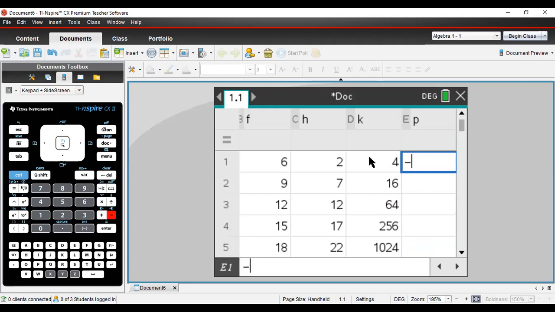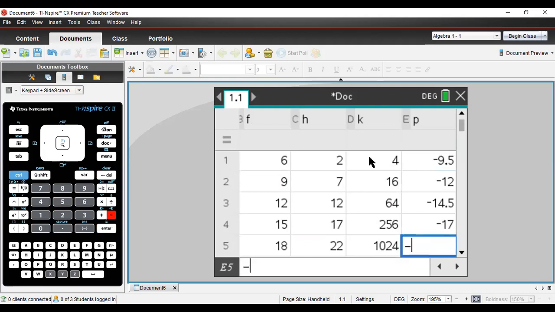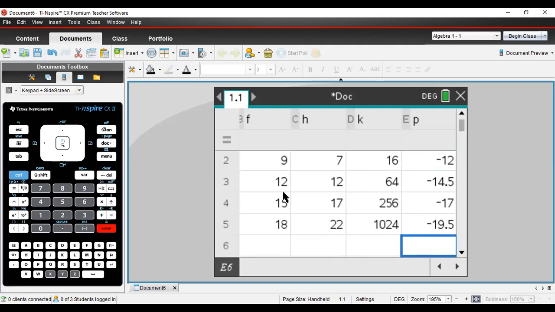Okay, this one's going to be a negative 9.5. And then we got a negative 12. Then we have a negative 14.5. And then we have a negative 17. And then we have a negative 19.5. Press enter. There we go.